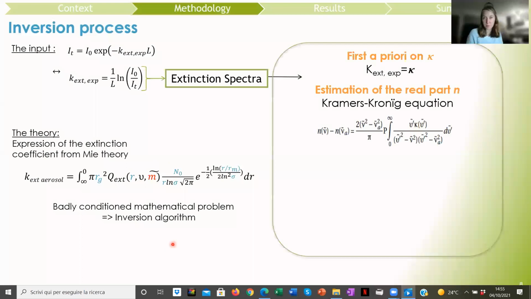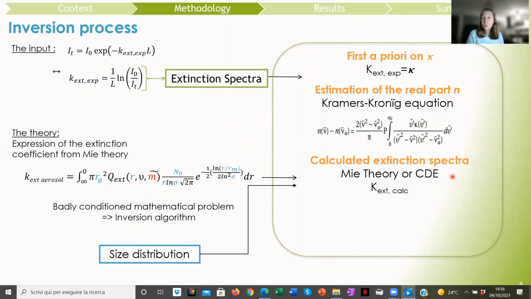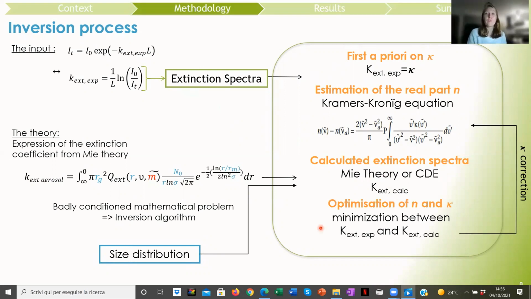That's why we will apply an inversion algorithm. As an input, we use experimental extinction spectra. First, a priori, we say that the extinction coefficient is equal to kappa, the imaginary part of the refractive index. Then using Kramers-Kronig, which expresses the real part as a function of the imaginary part, we can get the real one, n. So we have a couple of n and kappa, and we can calculate with Mie theory a calculated extinction spectra. So we get the extinction coefficient using this equation and the size distribution. And then we will optimize the couple n and kappa with minimization between the calculated extinction coefficient and the measured one, using an OEM, correcting the kappa, and doing a loop until the minimization is done, and at the end we retrieve the refractive index.